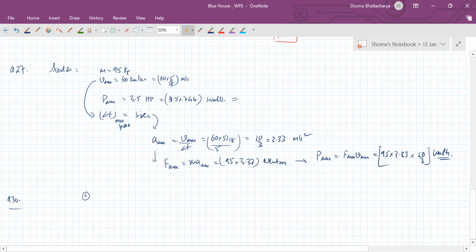Now question number 30. We have a simple Atwood machine. The masses of the blocks are given to us as 2 kg and 3 kg. Now the question is asking you to find the work done by gravity in the fourth second after the motion starts.